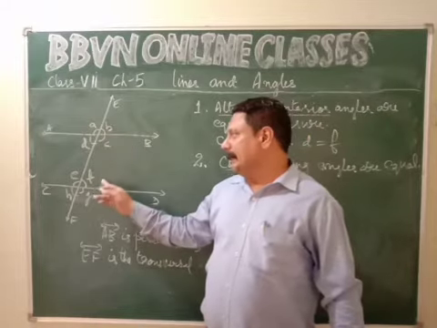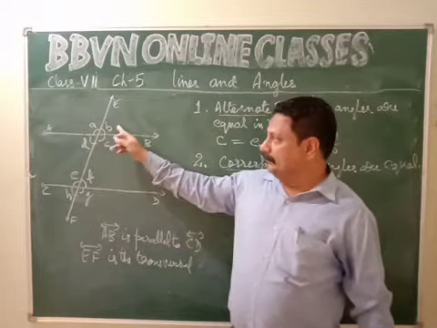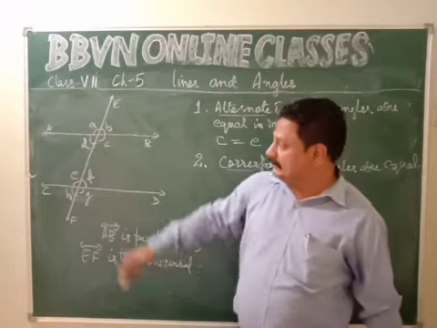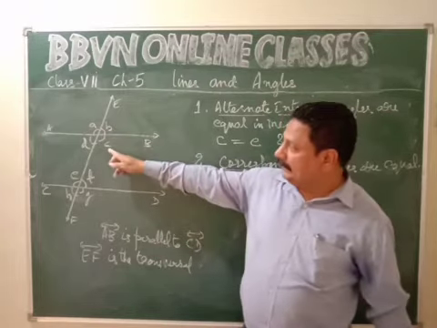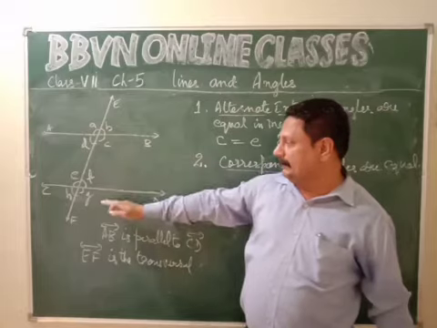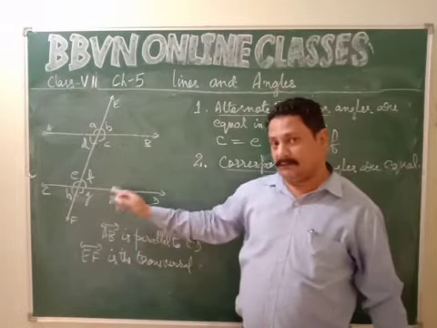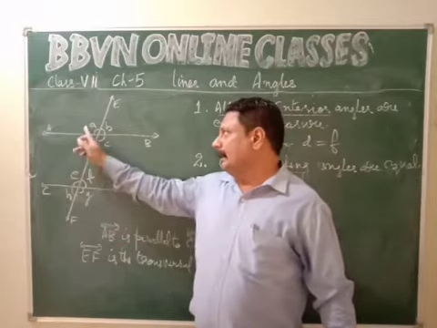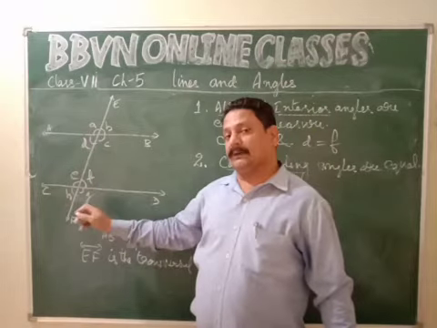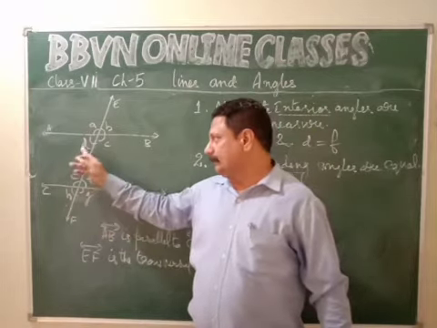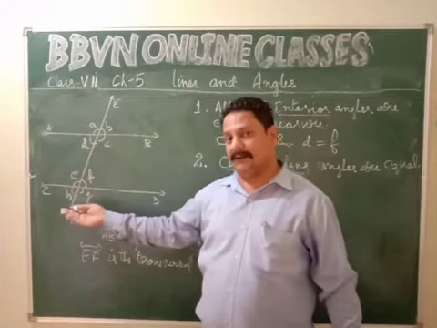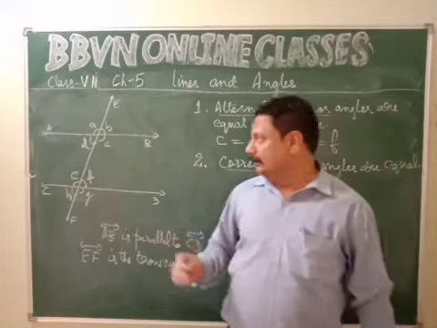So corresponding angles are equal in magnitude. So angle B will be equal to angle F. In the same way, lower side of the line I have angle C. Here lower side of the line I have angle G. They form a corresponding pair. So they will be equal in magnitude. Angle A and E are corresponding angles. They will be equal. D and H again corresponding angles. They will be equal. Right?